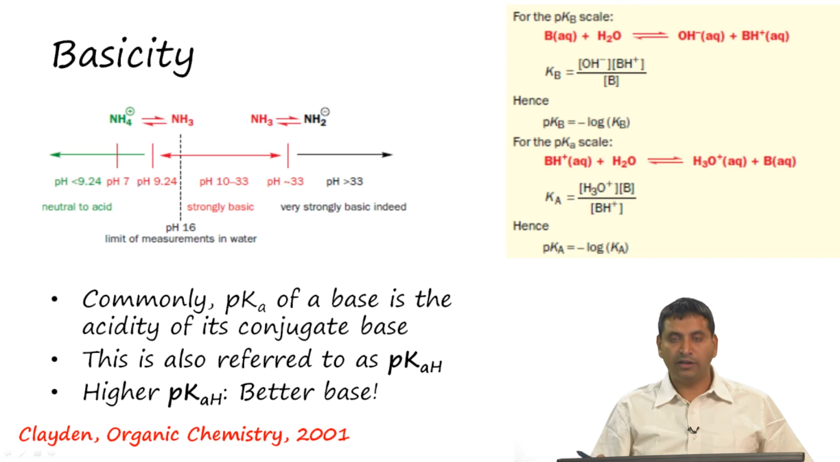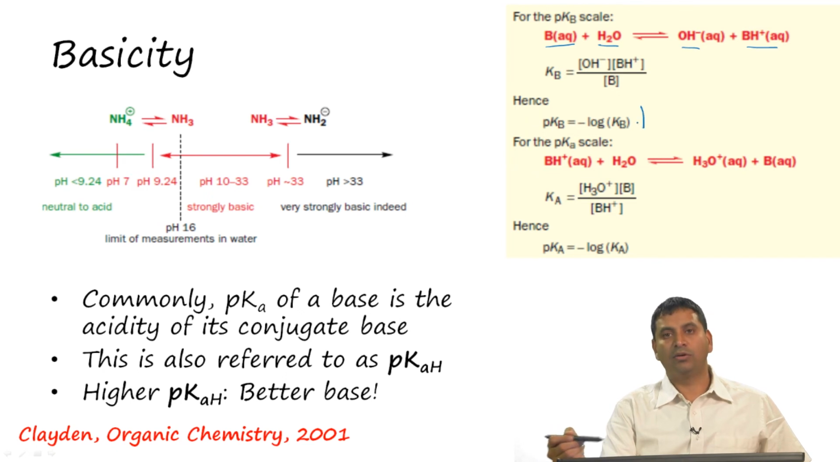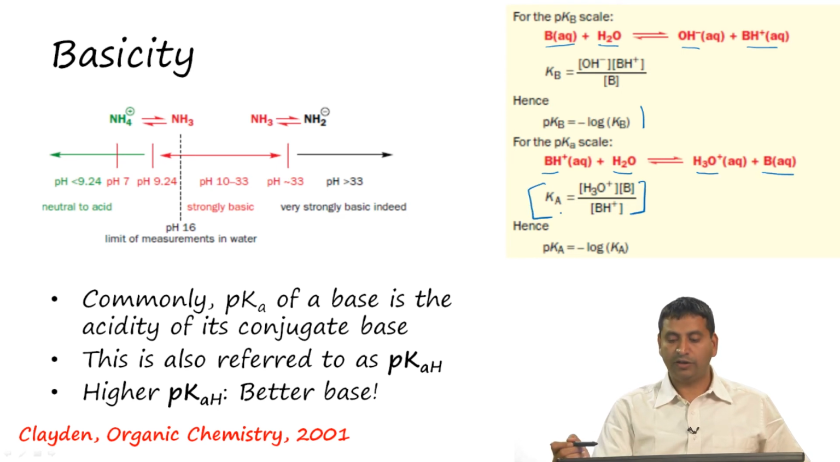With this in mind, let us define another equilibrium constant known as Kb. Much like Ka is for acidity, Kb is for basicity. Kb is defined by B plus H2O going to hydroxide and BH+. Here BH+ is the conjugate acid and OH- is the conjugate base, and the scale can be defined as pKb, which is minus log of Kb. Because pKa's are so commonly used, if you want to understand this in terms of pKa, since it is in equilibrium, you just have to swap the numbers. You can imagine this as BH+ plus H2O going to H3O+ plus B. Here the acidity is defined as H3O+ times B divided by BH+.